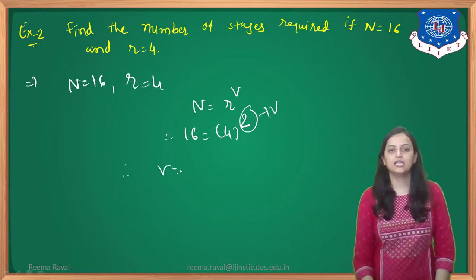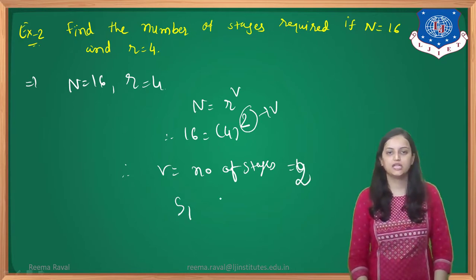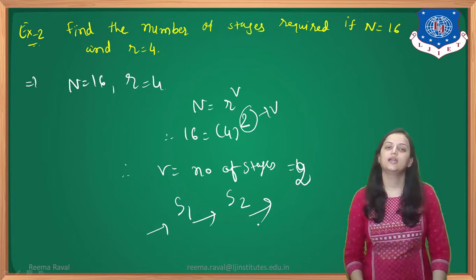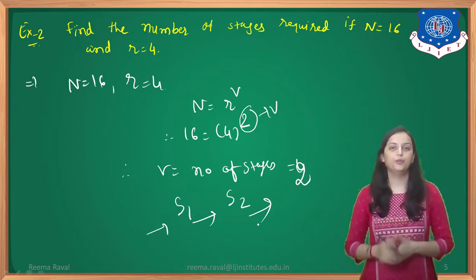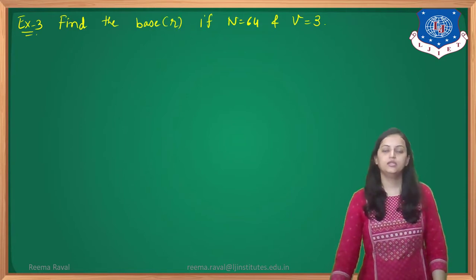So here v, that is the number of stages, is 2. That means we'll have stage 1 and stage 2. The input is given to S1 and then the output is given to the input of S2, and at the output of S2 we'll get the final computation. Clear? Let's see one more variant of the example.